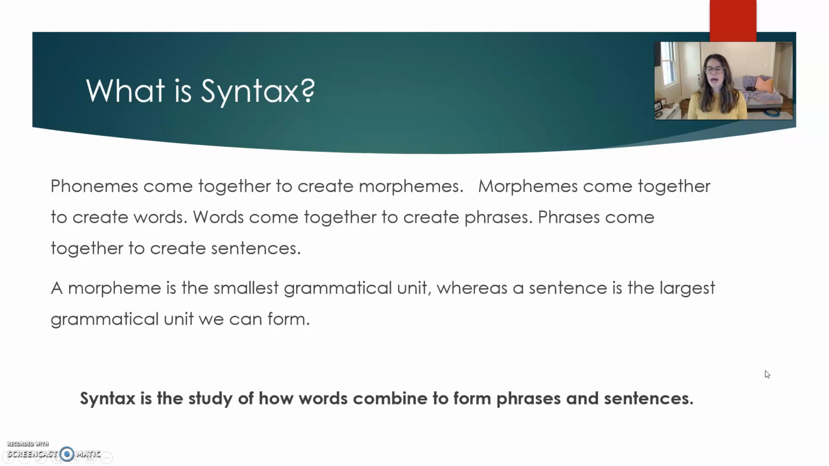So, as you know, the core areas of linguistics that we've talked about so far, we studied phonology, and we know that phonemes or sounds come together to create morphemes. Those morphemes, as you learned in morphology, are small units of meaning, right? And those come together to create words. Words then come together to create phrases, and phrases come together to create sentences.